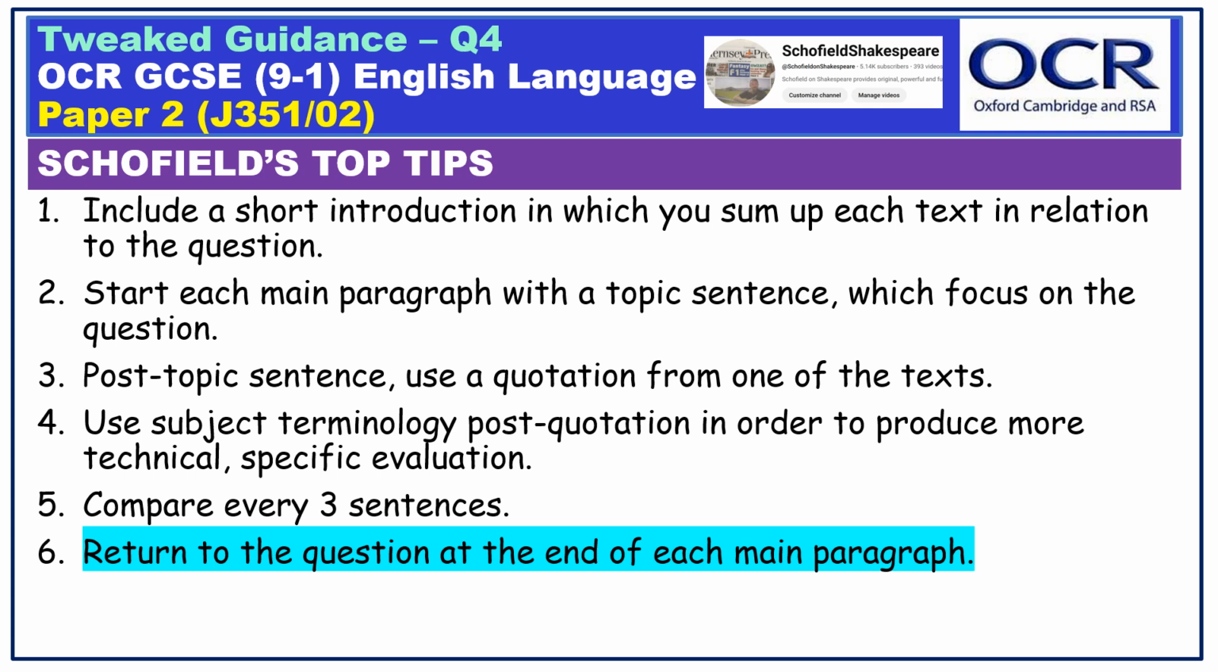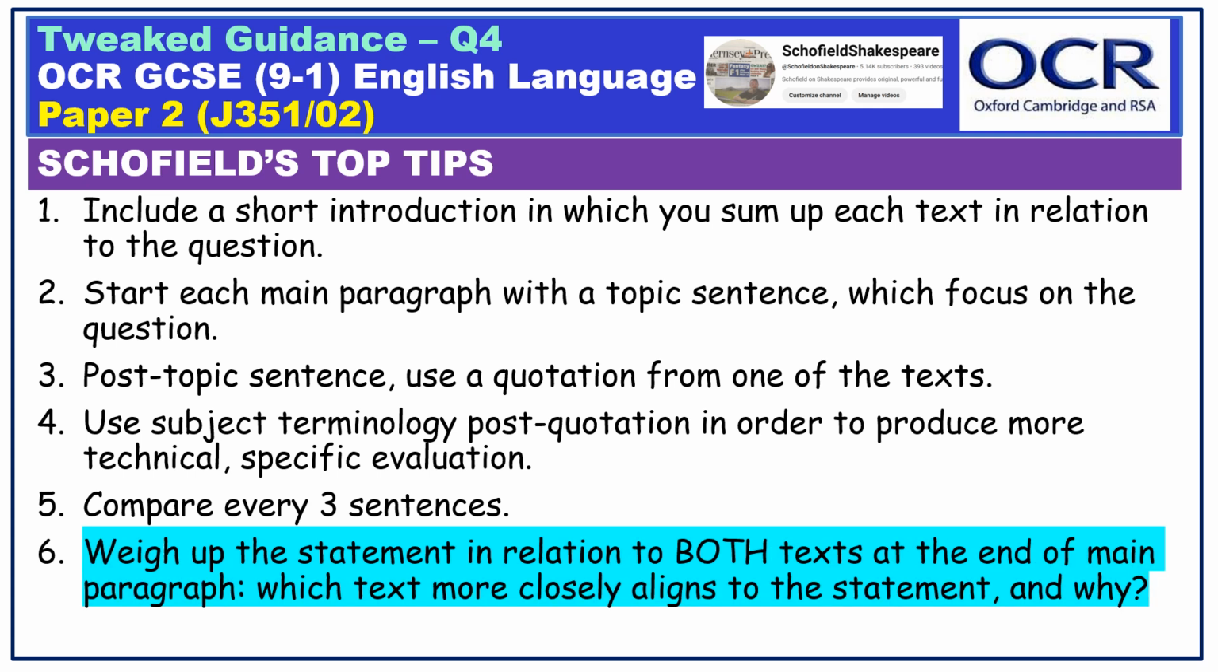And actually, while we're on the tweaking trail, I would also like to revise my guidance for number 6 so that it is even more helpful and specific. Include comparative evaluation at the end of each main paragraph. Weigh up the statement in relation to both texts at the end of each main paragraph. Which text more closely aligns to the statement and why? So, what might this look like?